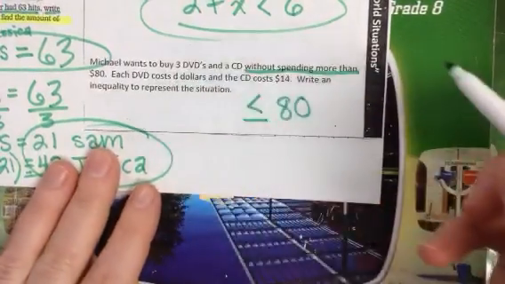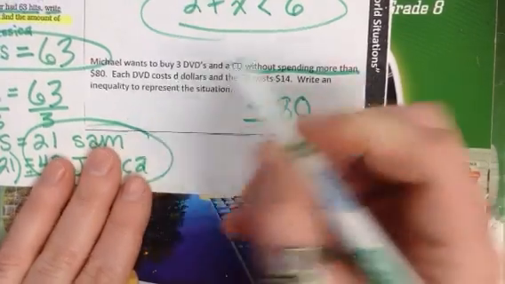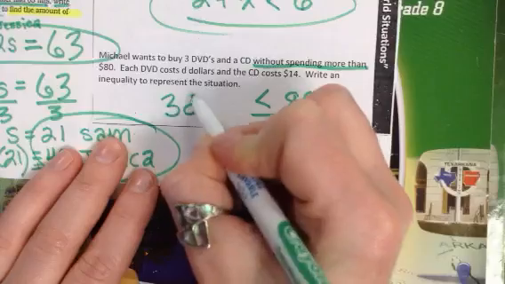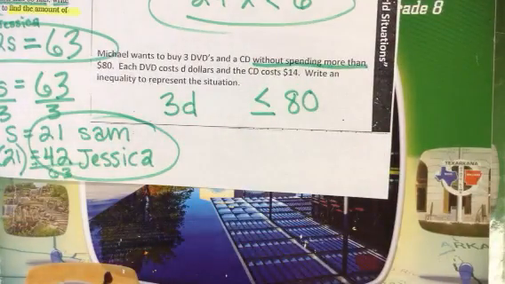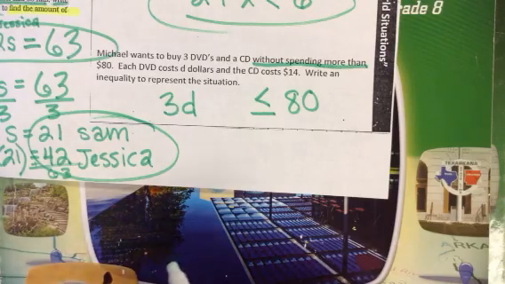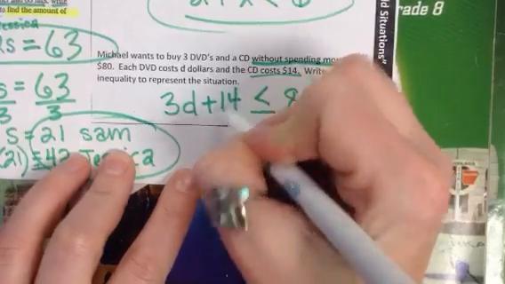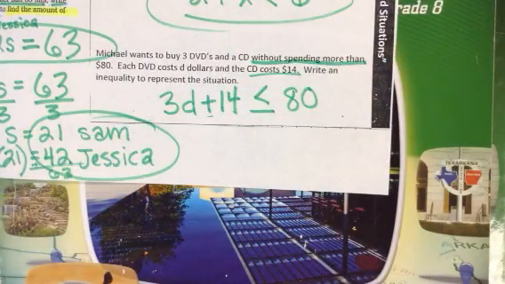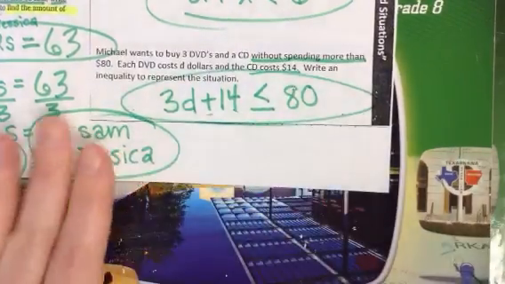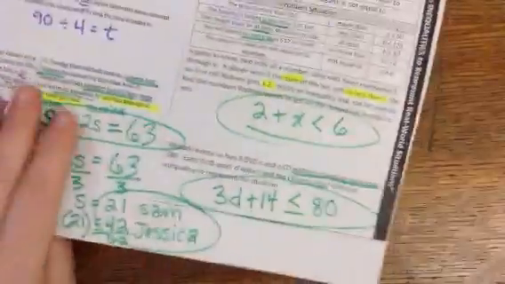The 3 DVDs, I don't know how much each DVD is. So 3, they said D is how much each DVD cost. And he was going to get a CD. It tells me the CD is $14. So I would add that to that side. And then it's done. Okay, so I'm going to show you how to put these into your folder because you're actually going to cut these apart.